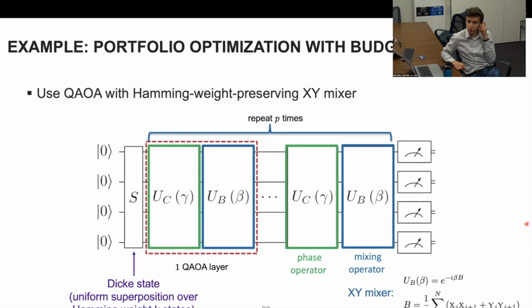To solve this problem, we use QAOA with the following circuit. Our initial state is the uniform superposition of all Hamming weight K states. And our mixer is time evolution with this XY model, which preserves Hamming weight. So all of our queue evolution happens in this Hamming weight K subspace. So every time we measure a bit string, it will always satisfy our constraint. And then we perform optimization within the subspace.